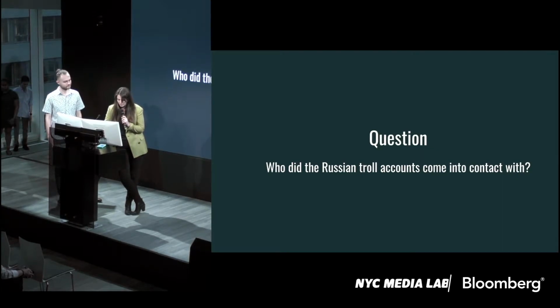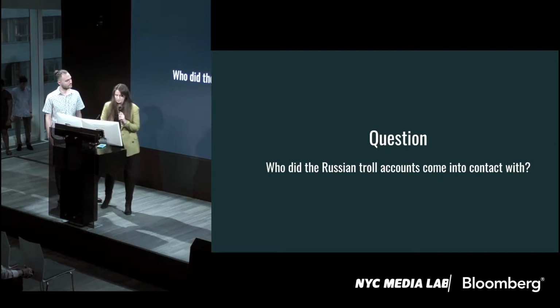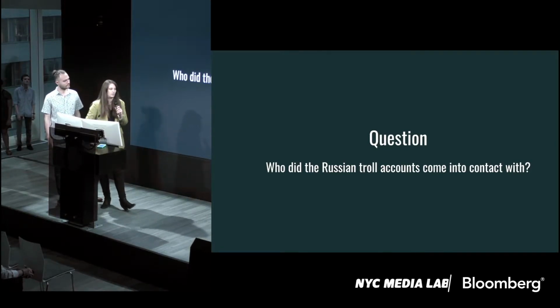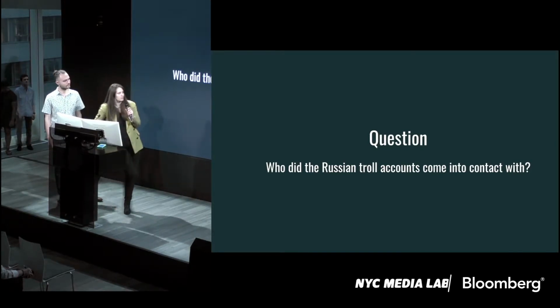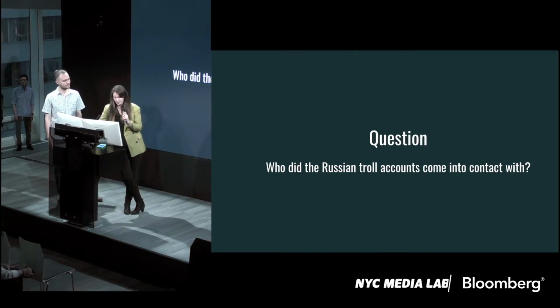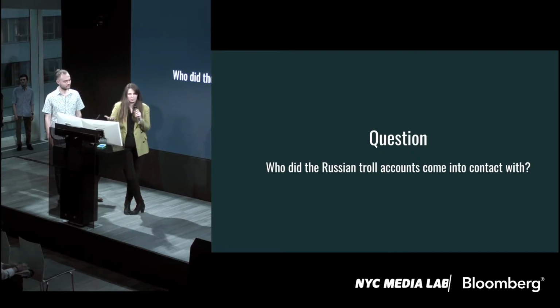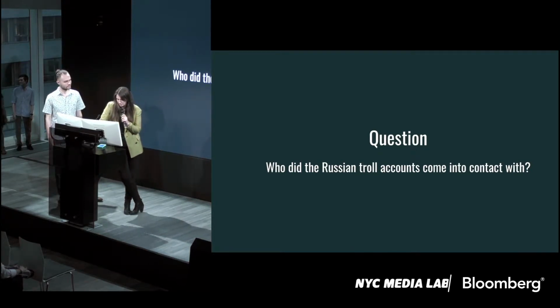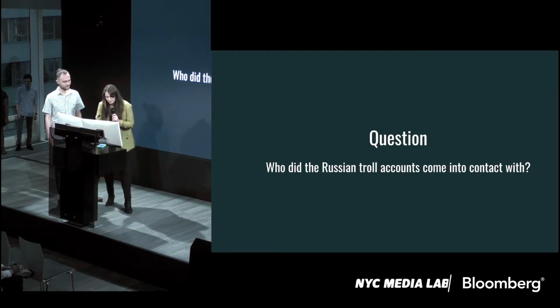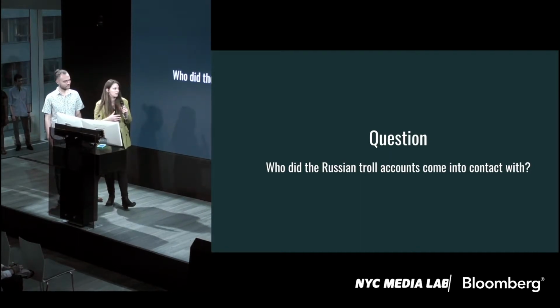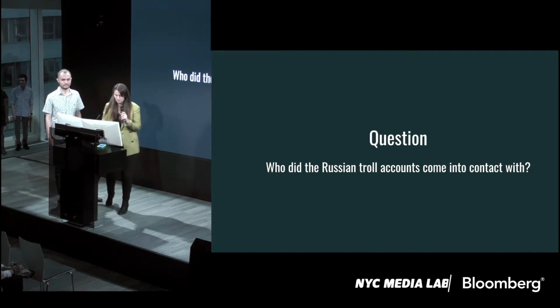And our first question was, who did these trolls come into contact with? So we got a list of 31,000 accounts based on that data set. But so what after that? What does it really mean? So it's data, but it's not a story. So then we asked ourselves, how are these accounts connected with each other? What does that network look like?